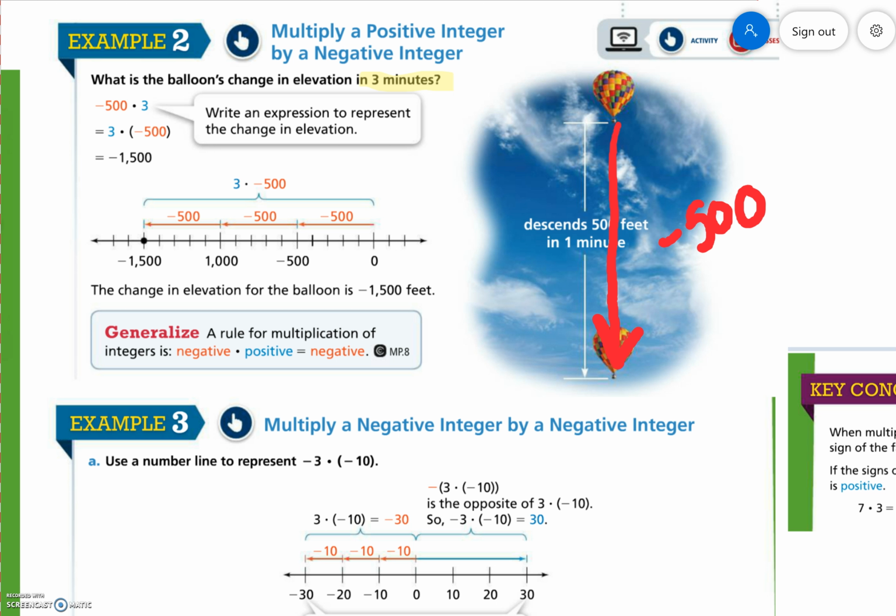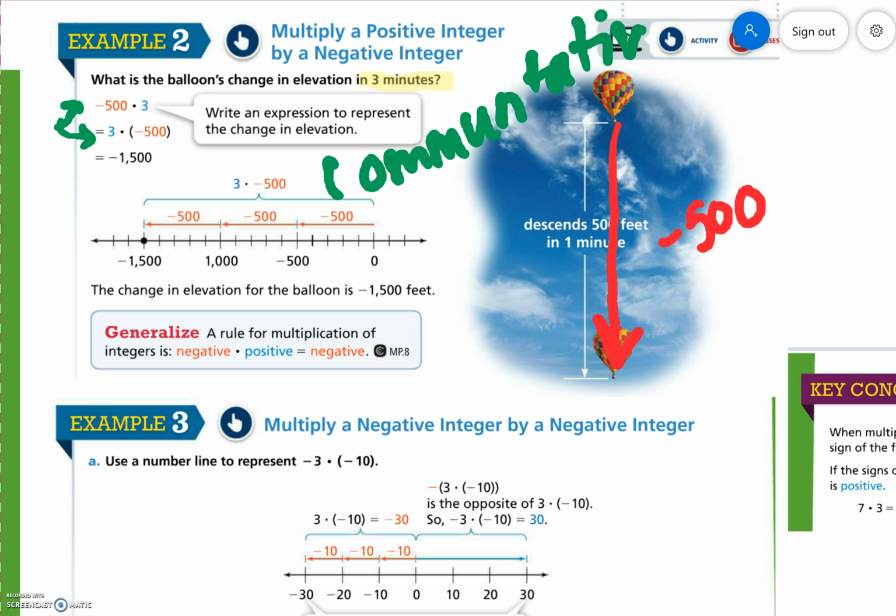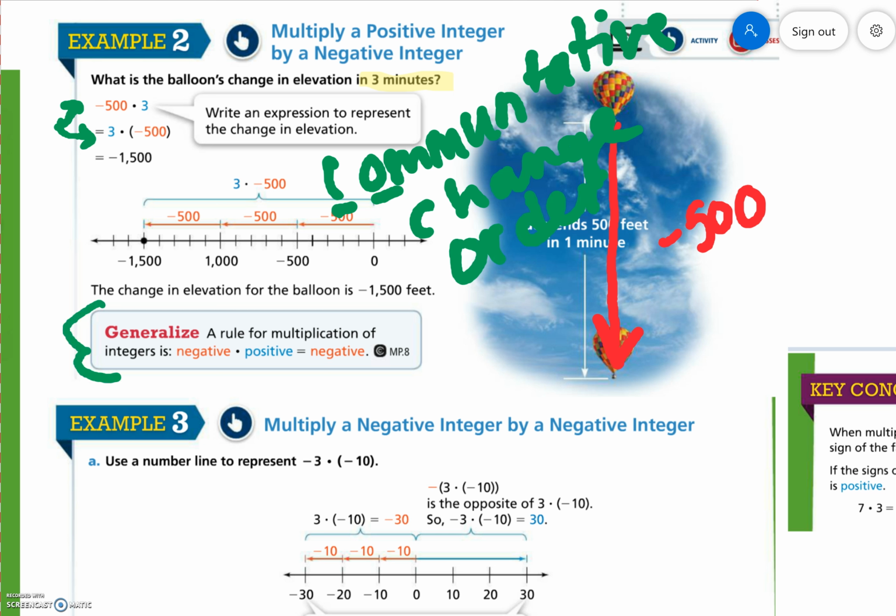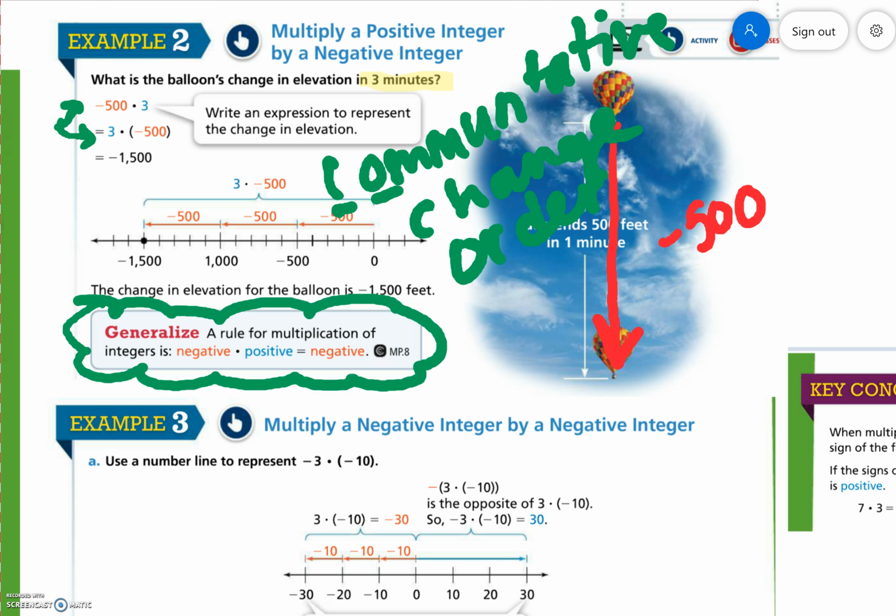Or remember the property that says I could change the order? The property that tells me that both of these are the same? What is that property called? Commutative. Remember CO, change order. Okay, so it means we're going back 500 3 times. Again, negative times a positive is a negative. So it's -1,500 feet.